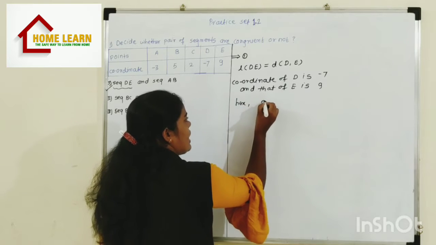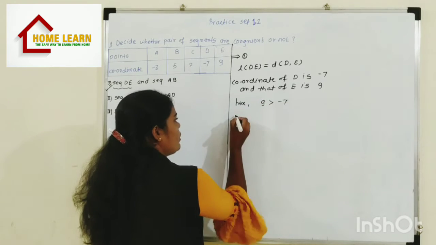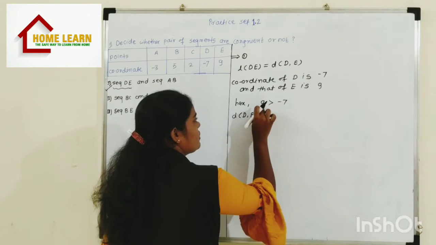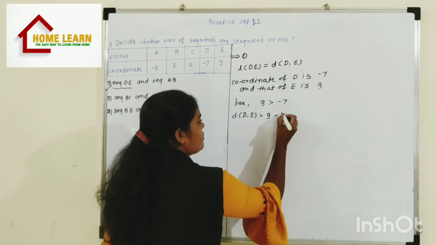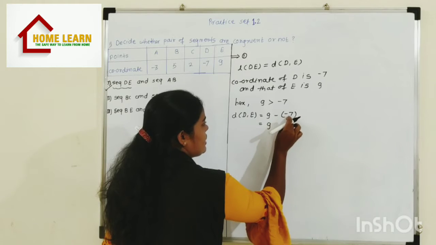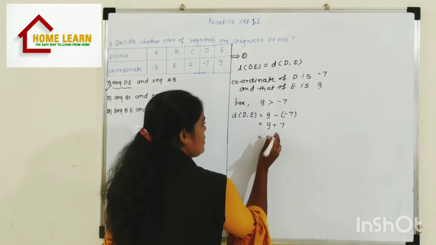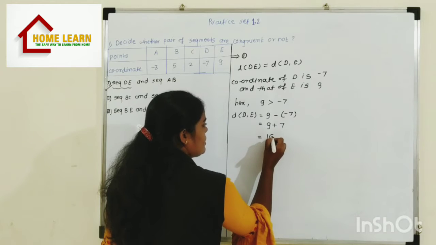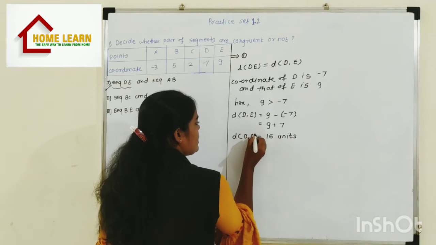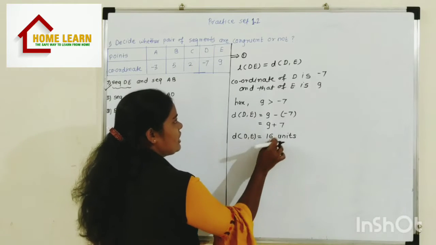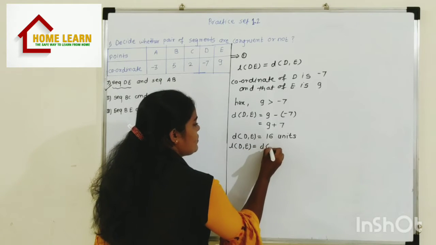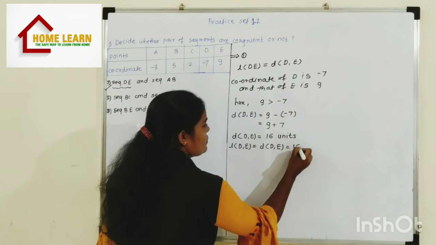Here 9 is greater than -7, and we know how to calculate the distance between any two points: greater coordinate 9 subtract smaller coordinate -7. So 9 as it is, and this negative becomes positive, plus 7. So 9 plus 7 together is 16 units. Hence the distance between point D and E is 16 units, and we can write here that the length of DE is equal to the distance between point D and E, which is equal to 16 units.